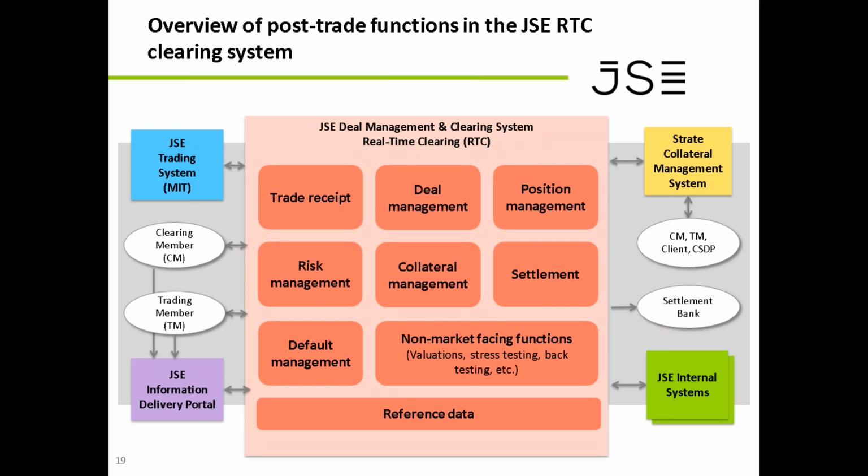And then obviously the reference data that we receive from our JSE internal system, which is called MDS, the master data system. These are the touch points on the outside. There's the MIT, clearing member, trading members. There's the IDP portal we spoke about earlier. JSE internal systems, which we need data from, like I said, MDS, our valuation system, our billing system, and settlement banks, that's the touch point where we will settle, and clearing member clients, CSTPs for the straight collateral, which is the new functionality that we're introducing.